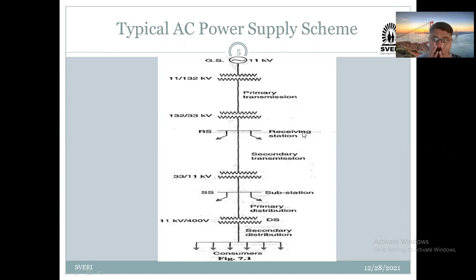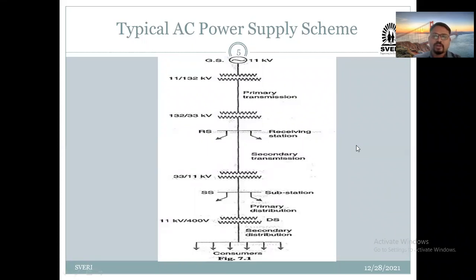Okay. So, good afternoon to one and all. In the previous lecture, we discussed the typical AC power supply scheme. But as this is a very important point, as I told you yesterday, we will revise this point again, and then we will go to the next point. Okay. So this is a very important point.